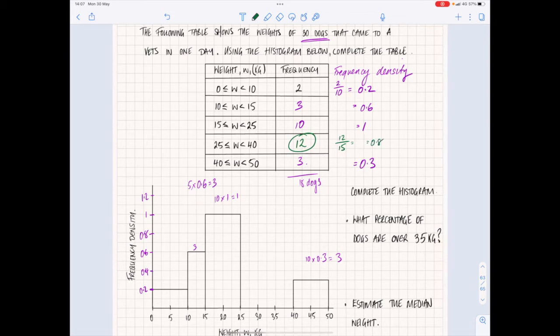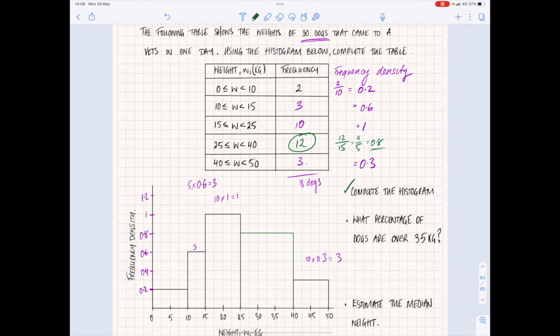If you didn't, you could divide both of those by 3, which gives you 4 over 5, which is 0.8 as well. And therefore 0.8 would be my frequency density that I need to plot, and I now can complete that histogram bar there. So sometimes you will get a histogram question where you're given the bar. Sometimes you will get the bar given to you, sometimes you'll get the table given to you, and sometimes it's a mixture of the two.